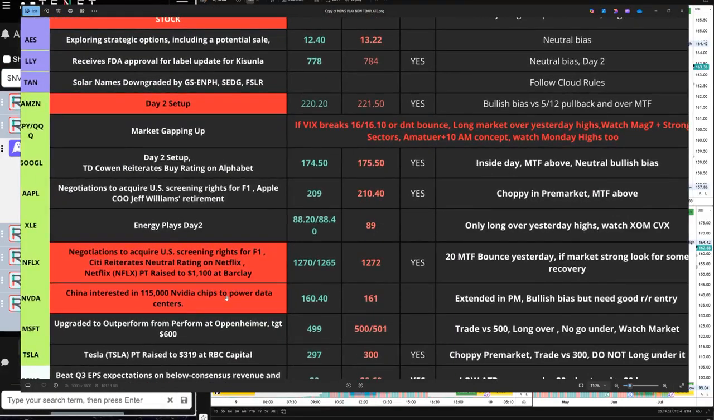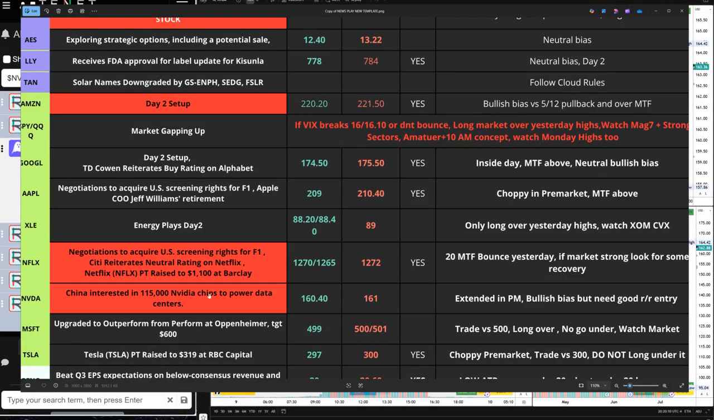So China, big news out of China. China is interested in 115,000 NVIDIA chips to power their data centers. Huge news. That was no small news, guys. Remember, China was a big problem for NVIDIA all this time. So the levels were 160.40, 161. My plan was that it's a little extended.